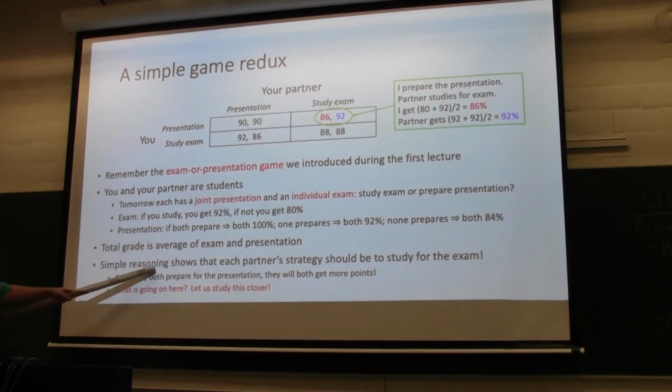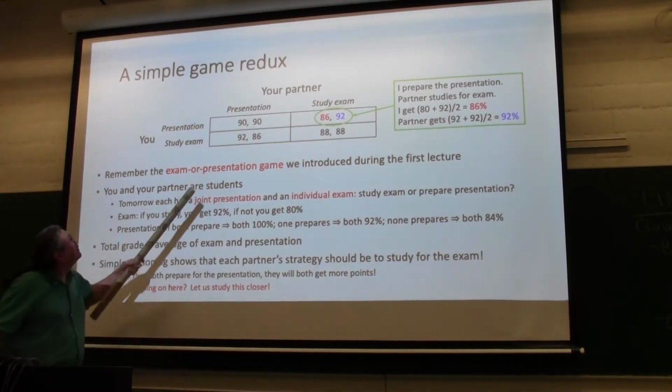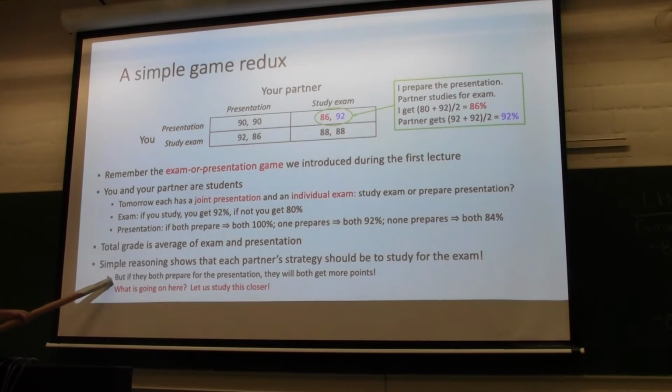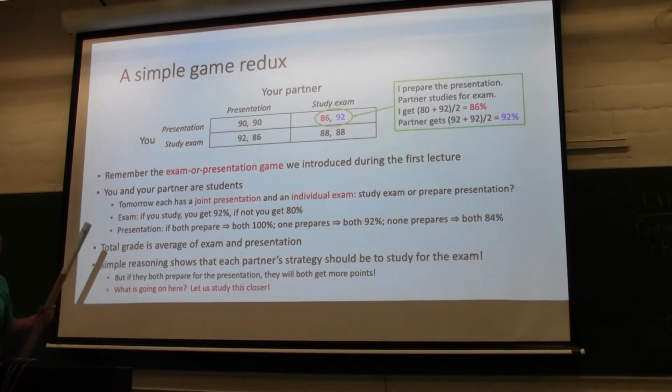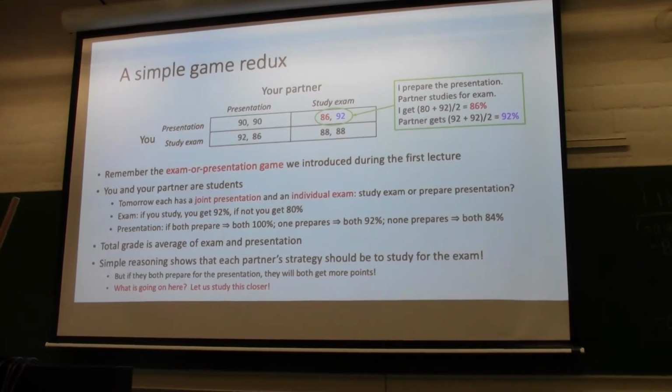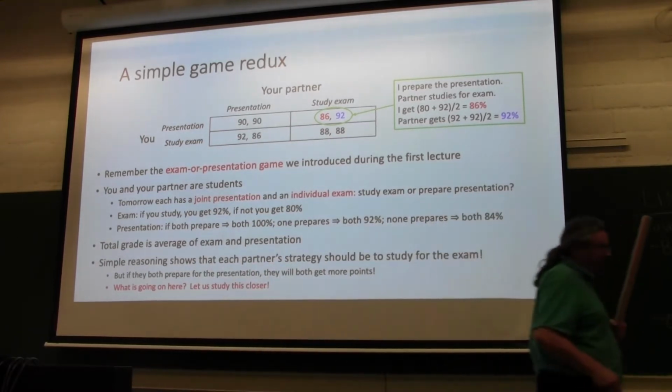Simple reasoning shows that each partner's strategy should be to study. Okay? But if they both prepare for the presentation, they would get more points. So what's going on here? It's like the rationality for each individual is not the same as the global rationality. Okay? So that's just a little refresher.